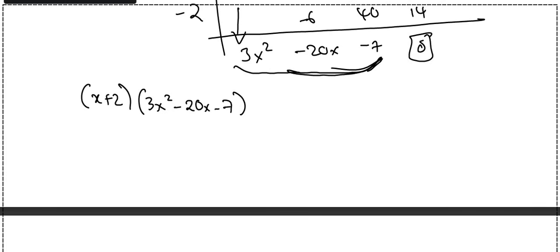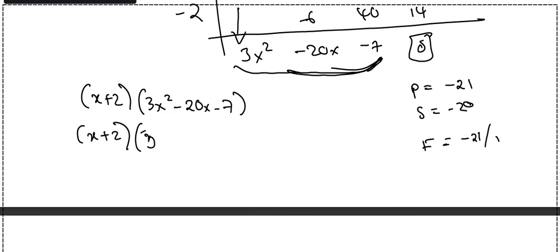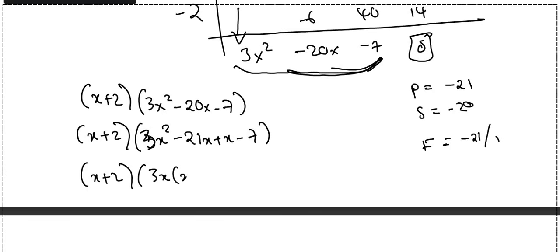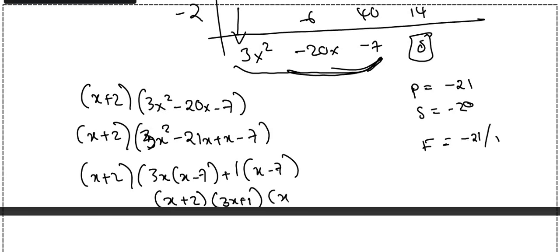We can solve this part. The product there is simply negative 21. The sum is negative 20. So our factors will simply be negative 21 and 1. This will be x plus 2. This will be 3x squared minus 21x, then plus x minus 7. Then this will be x plus 2, and this will be 3x, x minus 7, plus 1, x minus 7. Then this will be x plus 2, 3x plus 1, and we're having x minus 7.